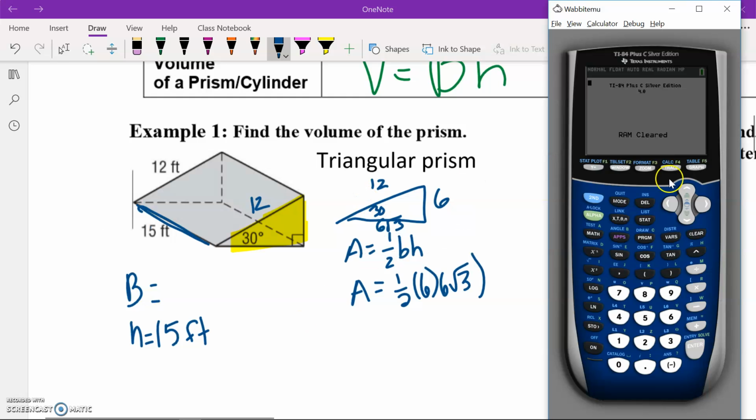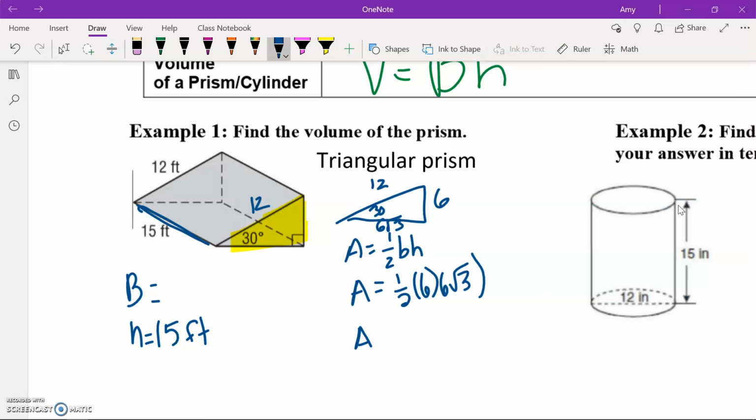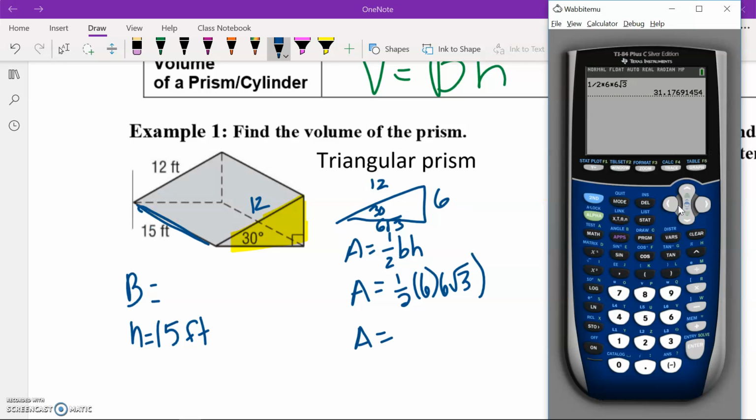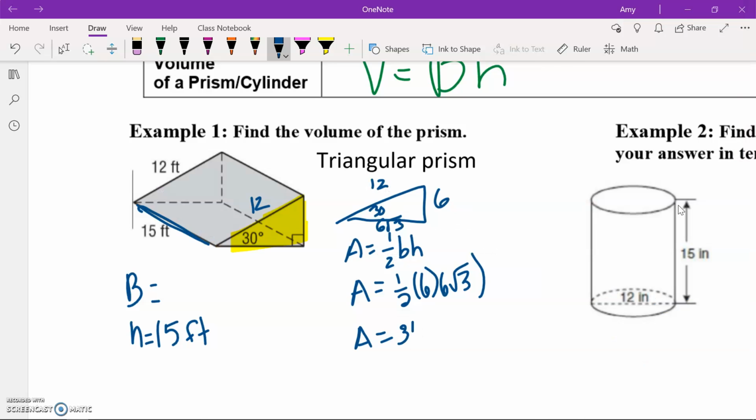And if I take out my calculator, I can do 1/2 times 6 times 6√3. Because I am in the middle of my problem, I am going to leave an extra decimal place, so I am going to leave 3 decimal places, and we're going to have that the area is 31.177.